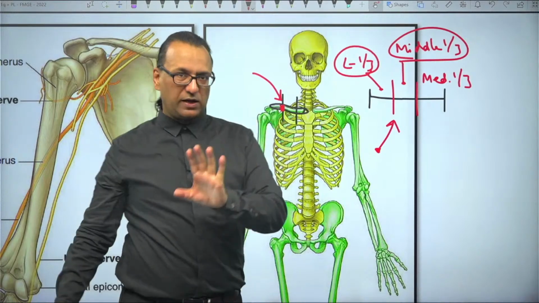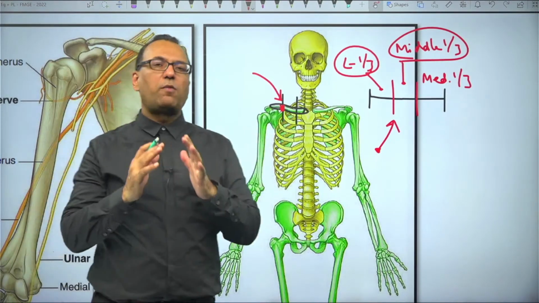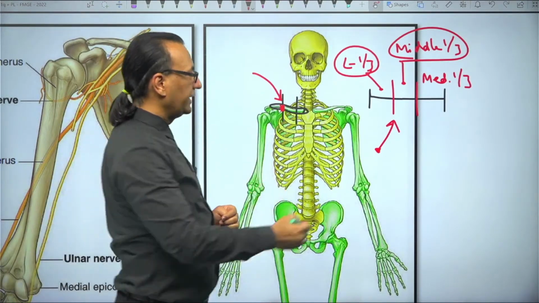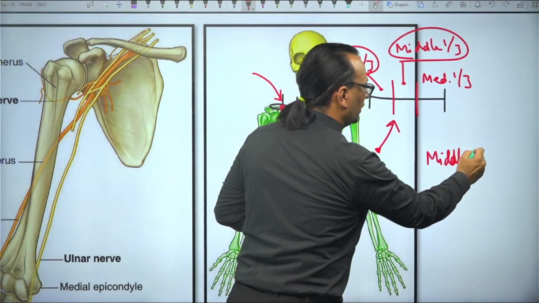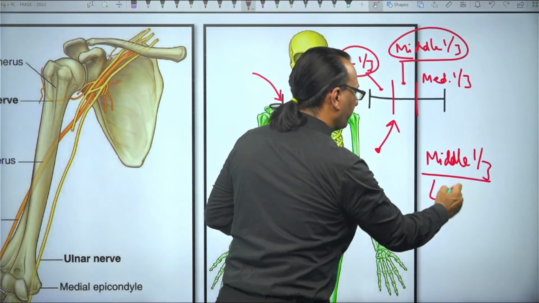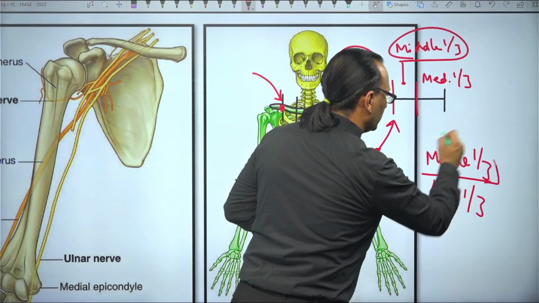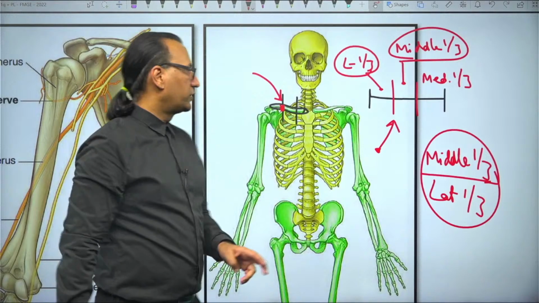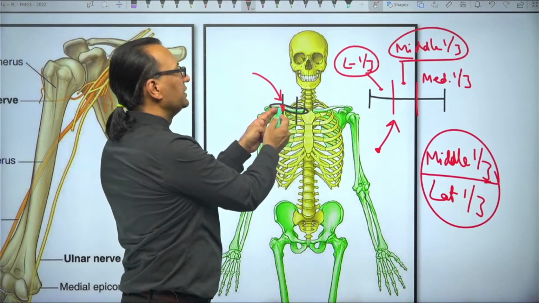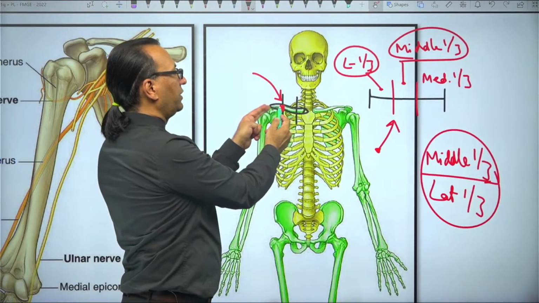So the best possible answer which you can give for the most common site of fracture of the clavicle, you should write: at the junction of middle 1/3 and lateral 1/3. Now what if that is not in the option? Then you can also say it is the junction of medial 2/3 and lateral 1/3.